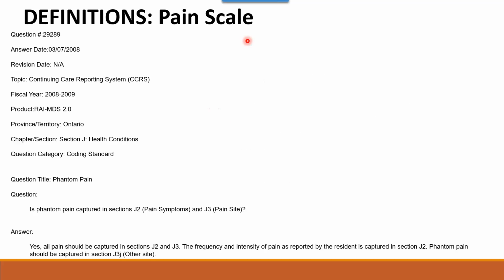Okay, so another definition from CIHI on the pain scale had to do with phantom pain. So is phantom pain captured in J2 and J3? J3 is pain site, so what is the location of the pain, where we talk about the back or the legs or whatever it happens to be. So here we're going to say yes, you're going to capture pain in J2 for part A and B, and then in J3 you're going to put it under other pain, the item J3J. Okay, so that's very important to note that we do that.